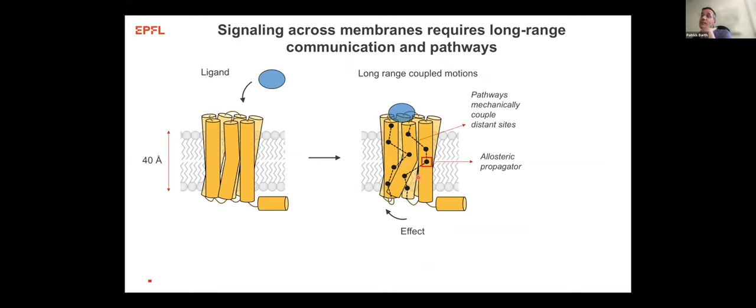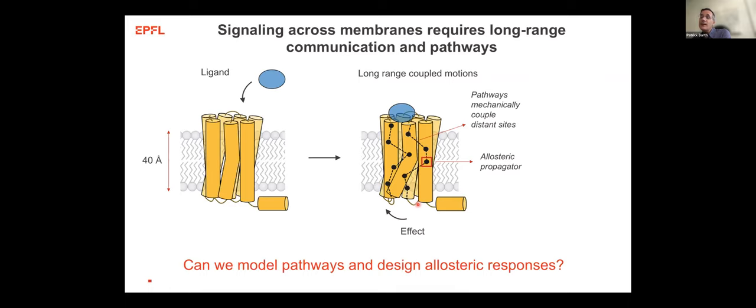And this long-range communication is made possible by the existence of allosteric residues, which we call here allosteric propagators, that are organized in networks that can very efficiently propagate any change in structure or dynamics induced by the binding of the ligand from one side of the membrane to the other. It's been shown by molecular dynamics simulation that these allosteric residues organized in networks tend to display highly correlated motions, so we can identify them by performing these dynamics simulations. This led us to ask: can we predict these pathways, and can we develop a technique for modulating the allosteric responses in these receptors?